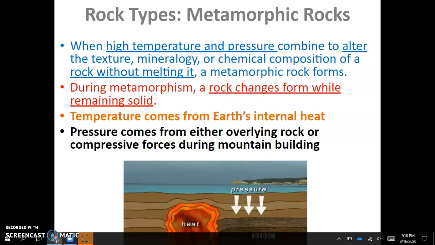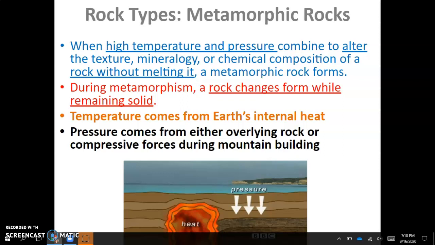And then our third and final rock type for the day are metamorphic rocks. When high temperature and pressure combine to alter the texture, mineralogy, or chemical composition of a rock without melting it, a metamorphic rock forms. During metamorphism, a rock changes form while remaining solid. Basically, metamorphic rocks are formed when they get pushed down deep into the earth and are exposed to high heat and pressure.